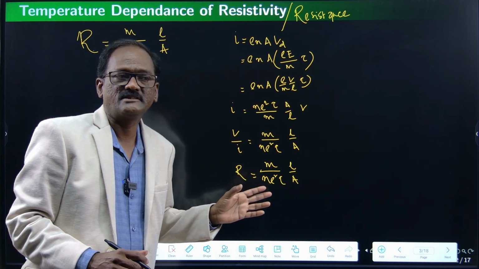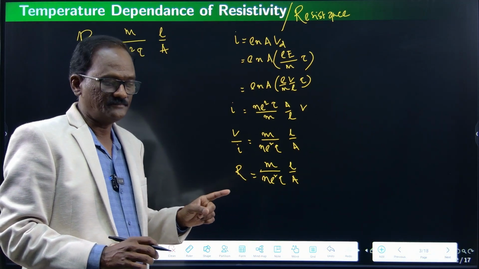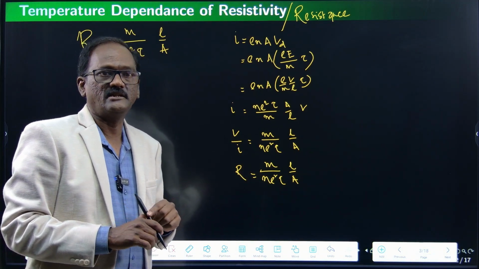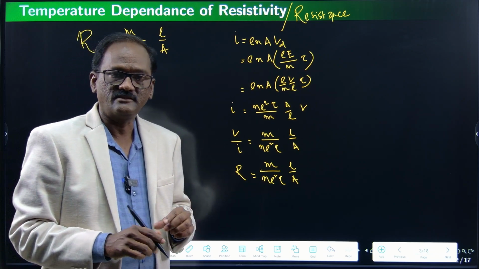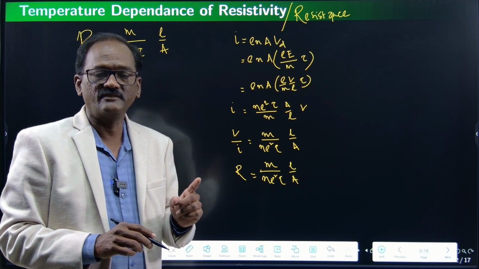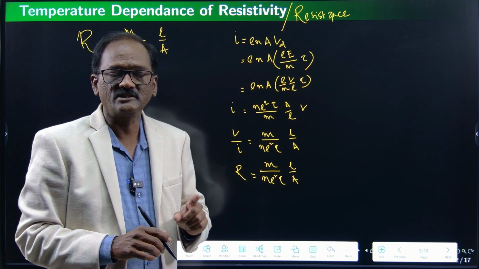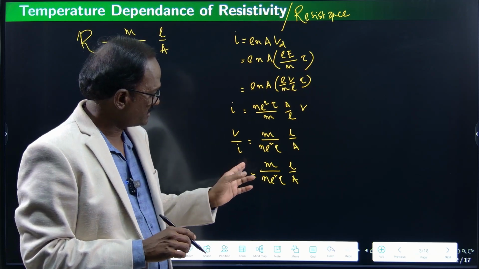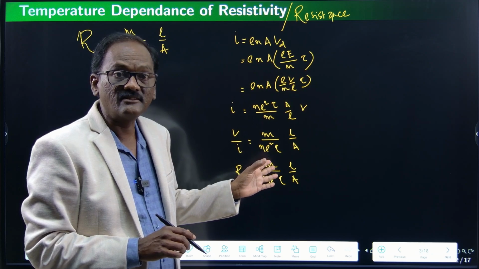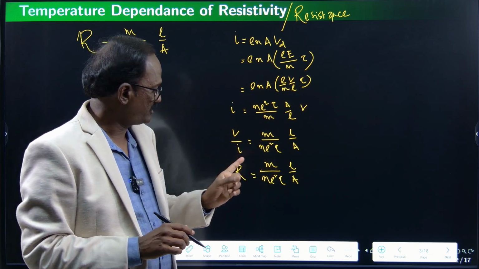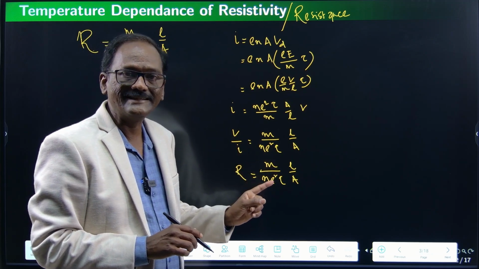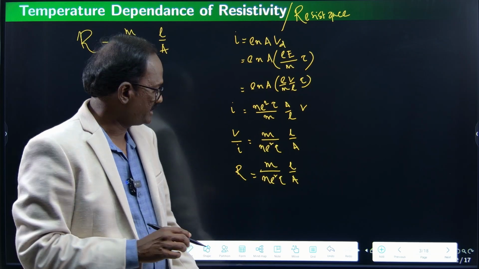The entire expression has been derived in a separate video under the title Origin of Resistivity. The link for that video is given in the description box. If you have not watched that video, please go and watch it. The entire expression and its relevant discussion is made in that video. R is equal to m upon n e square tau into L by A.